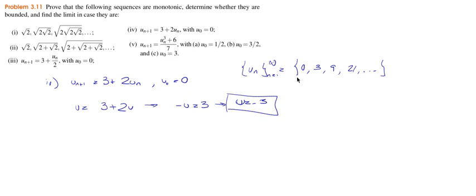Well, it doesn't seem as if this sequence is bounded above. First of all, let me try and say this sequence is increasing. Let's prove it. u sub n plus 1 minus u sub n is 3 plus 2 u sub n minus u sub n. And so then we have 3 plus u sub n. But we can prove that u sub n is greater than 0, and it's easy to prove, again, using induction.